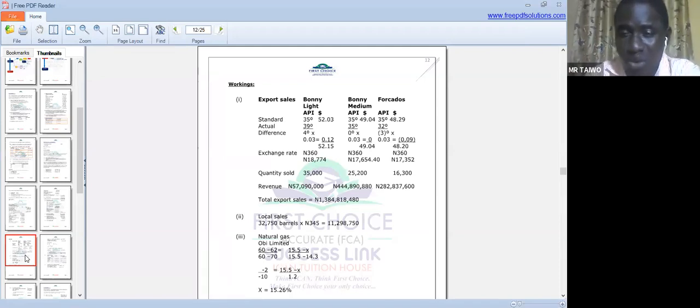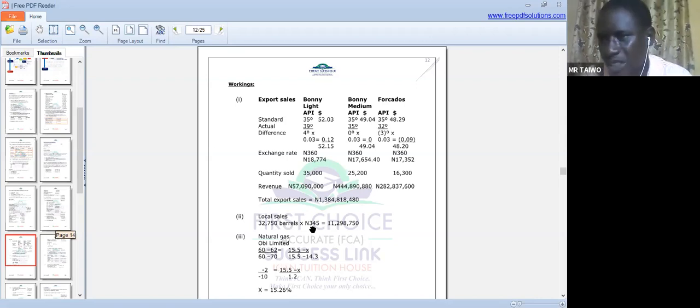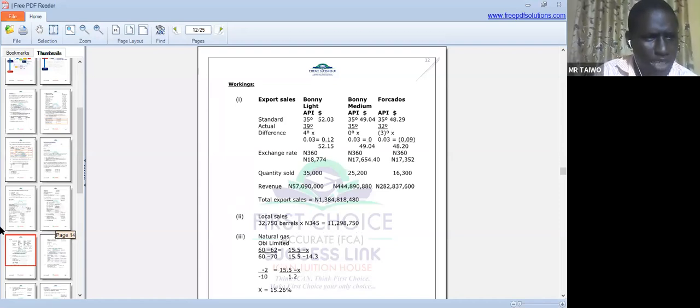You now go to the local sales. They said they sold 32,750 barrels. What's the rate per barrel? It is 345 naira. You don't need to exchange this to dollars using the 360 exchange rate, because you're selling this locally. You're selling at 345 naira locally. That would be 345 naira times 32,750 barrels, which gives you 11,298,750. That's the local sales.